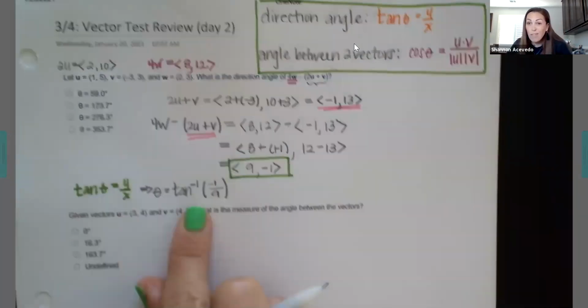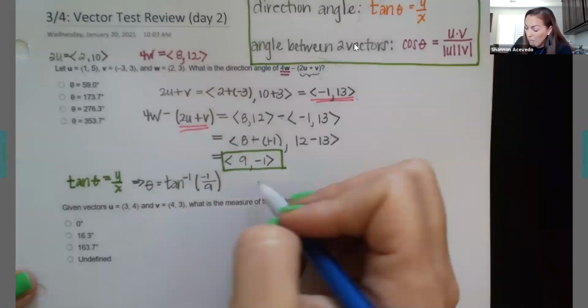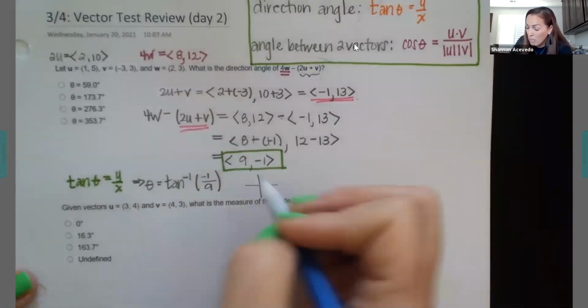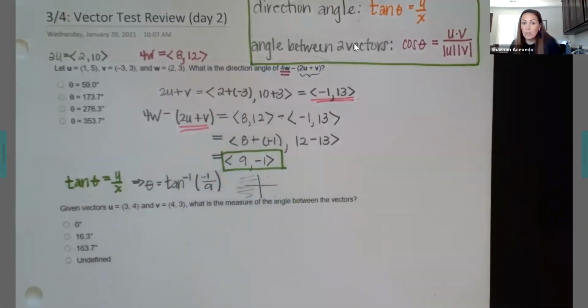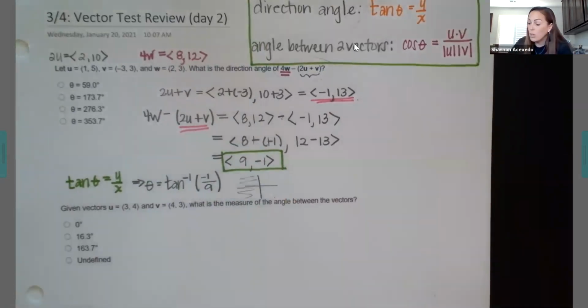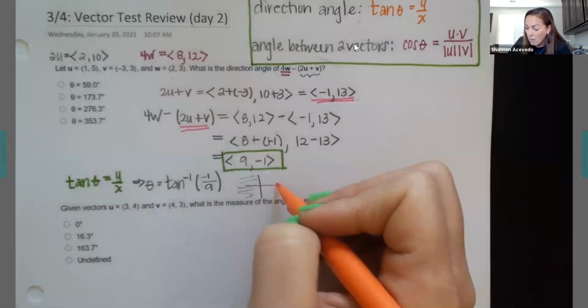I need to make sure I figure out what quadrant I'm in, because remember, when I find this inverse, my inverse is always going to give me something that's in quadrant 1 or 4. But I don't know what quadrant this is in. So is my answer going to match when I solve it? So I look and I go +9, -1. So +9, -1 is my point here.